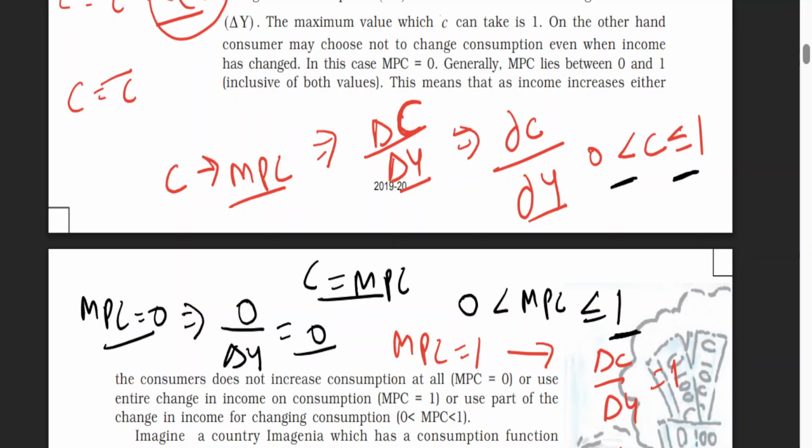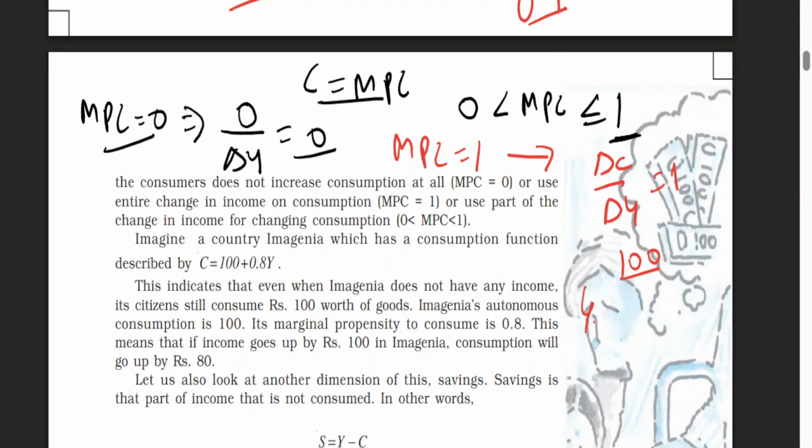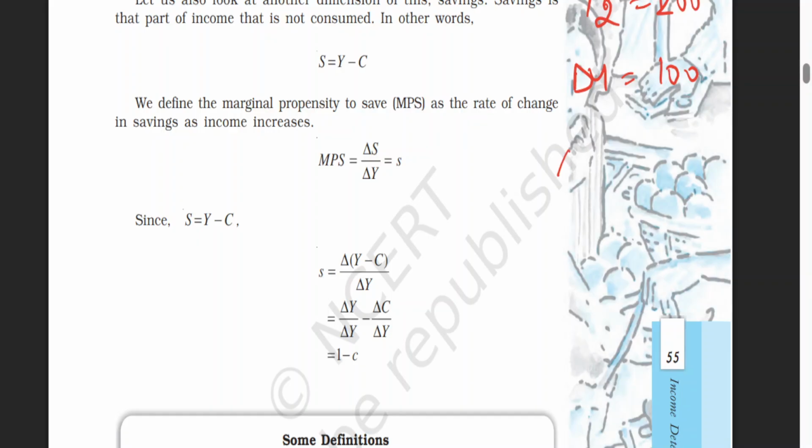Suppose you are having a 10 unit change in income. A 10 unit change in income basically means first your income was 100, then your income was 200. So the change in income is 100. I have calculated the change through y2 minus y1. So there is a change of 100 rupees or 100 units in y, and similarly the change in c is also 100. So now the value of change in c by change in y will be 100 divided by 100, that is equal to 1.